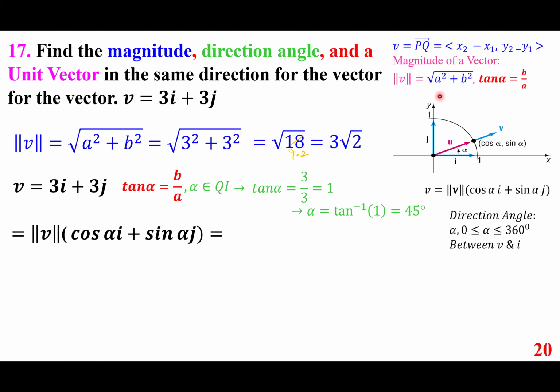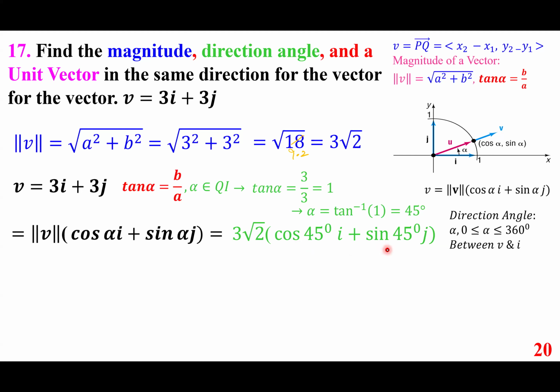So the vector, therefore, is 3 square root of 2 that we found here, times cosine 45 degrees i plus sine 45 degrees j.